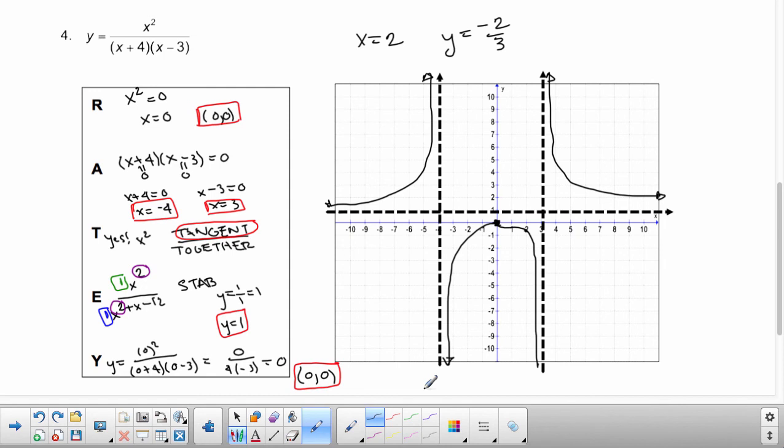Take a moment now to look at radii for problem number 5 and graph your asymptotes and any x or y intercepts.